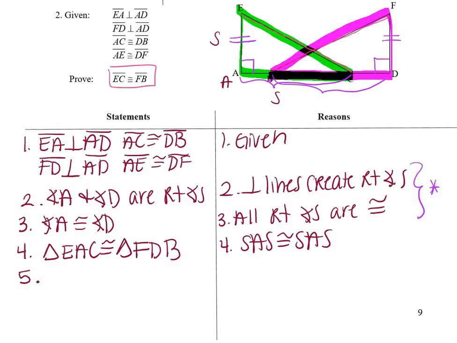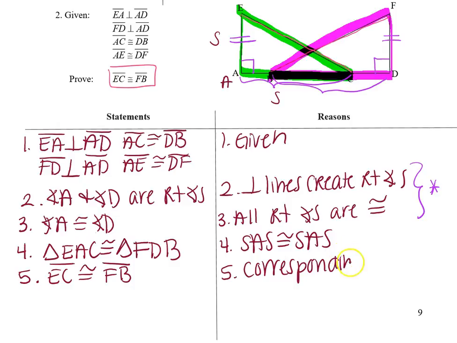Okay, so once I have congruent triangles, I can say their corresponding parts are congruent. So EC must then be congruent to FB. And that's because corresponding parts of congruent triangles are congruent.